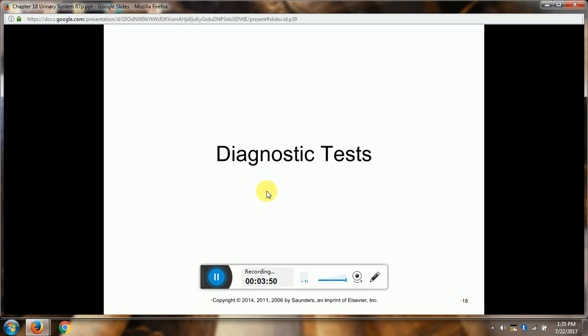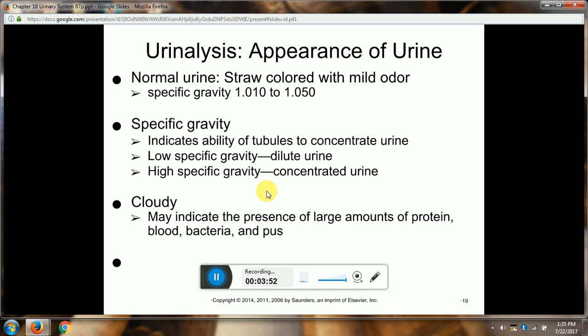So what kind of tests could you do for urinary symptoms? First of all is urine analysis. It's not just about the germs or bacteria. You want to take a look at the appearance of urine. So normal urine, you need to know what normal urine looks like to figure out if it's normal or not. So normal urine is straw yellowish in color with a very mild odor.